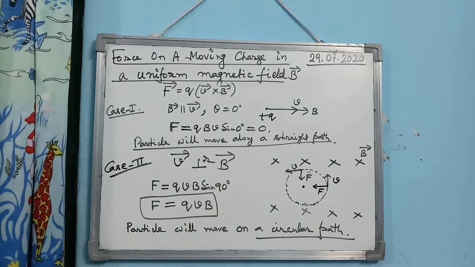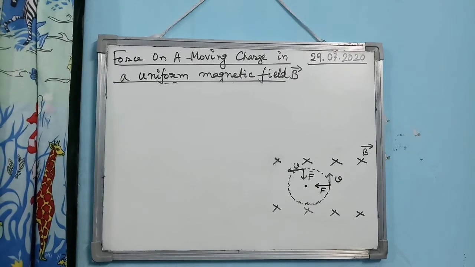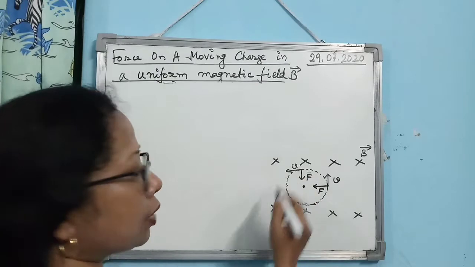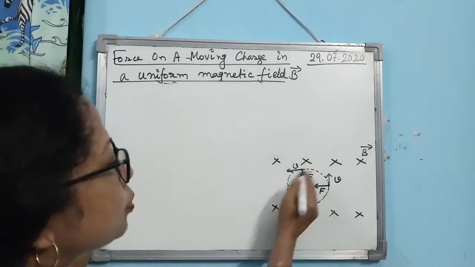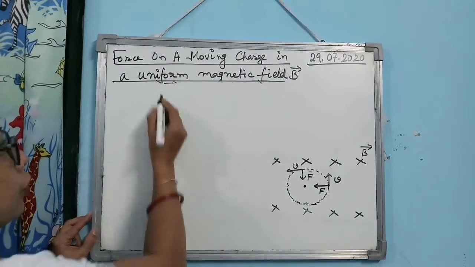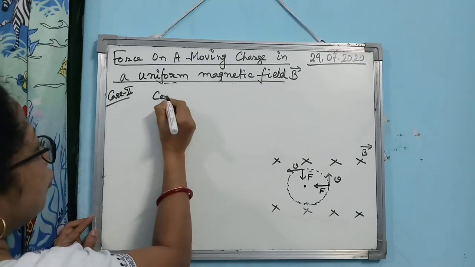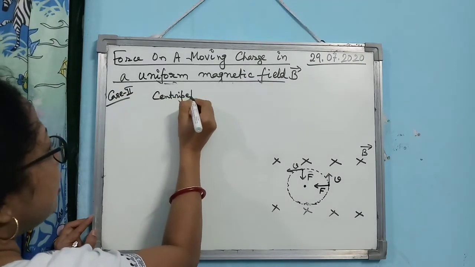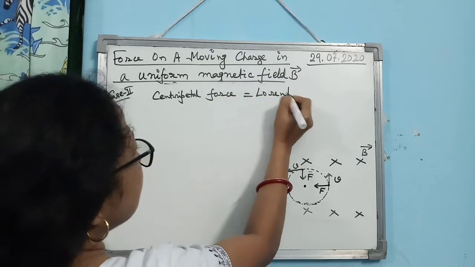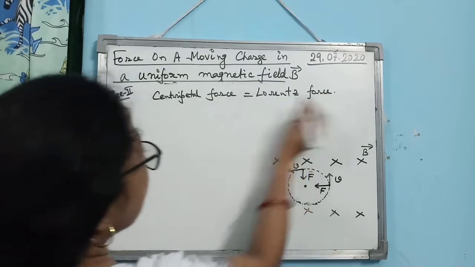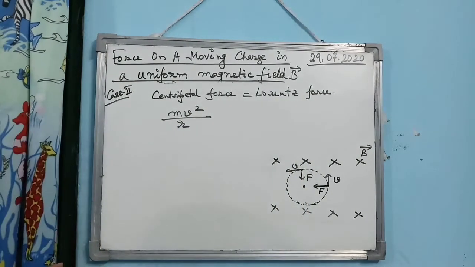So the next point is, as I already said, as the particle is moving over a circular path, a centripetal force is needed. Alright. So in this case, who is providing the centripetal force? The Lorentz force. So here you can write, this is case 2 only. Centripetal force acting on the particle is provided by the Lorentz force. So what is the expression for the centripetal force? mv square by r.